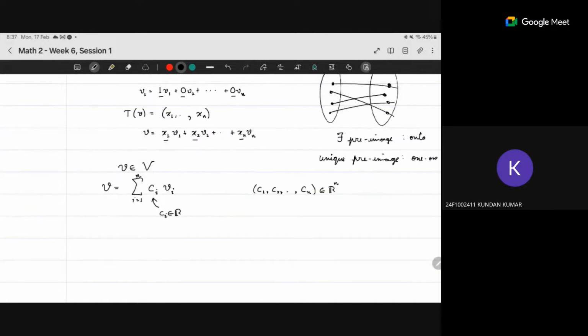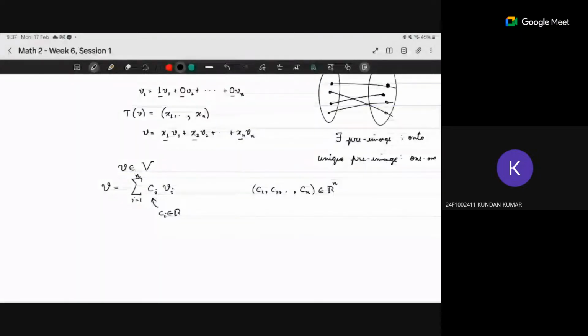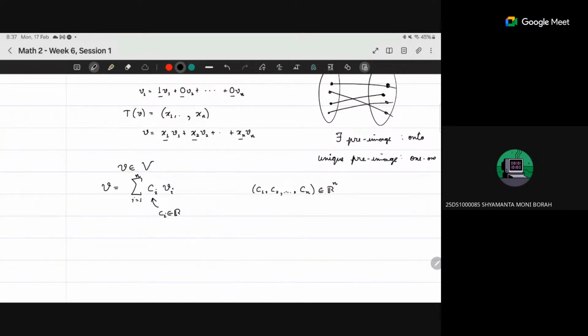The Vi's are the basis vectors, so this is a vector and this is a scalar. You can multiply a scalar to a vector and get another vector, and then you can add them. You're still in the vector space. But then you do the T of that. What I'm saying is that T of that is actually this C1, C2 up to Cn. So T is basically a transformation from V to Rn.